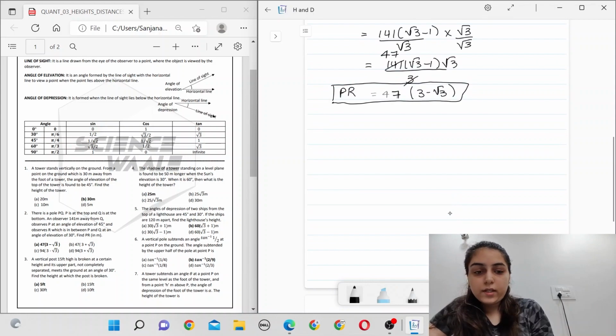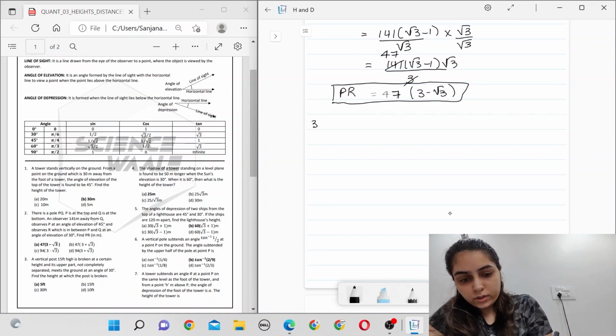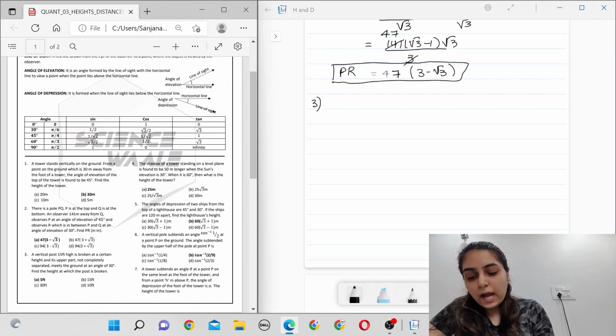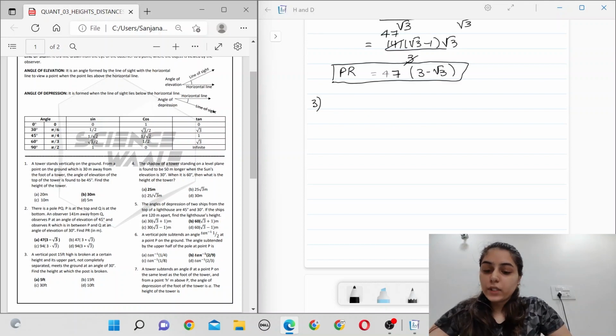That is option A. Moving on to the third question. A vertical post 15 feet high is broken at a certain height and its upper arc, not completely separated, meets the ground at an angle of 30 degrees. Find the height at which the post is broken.